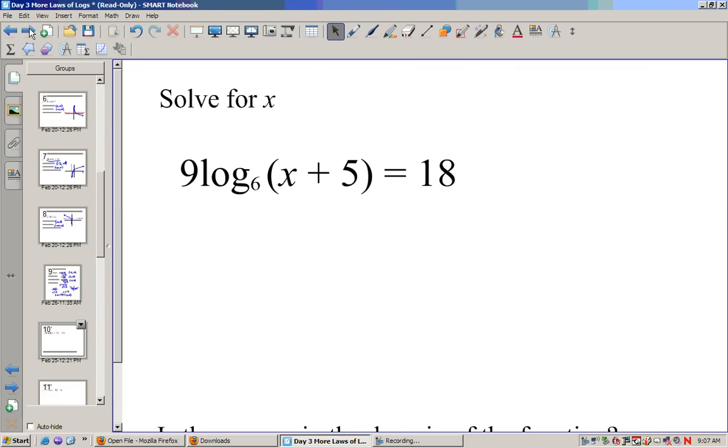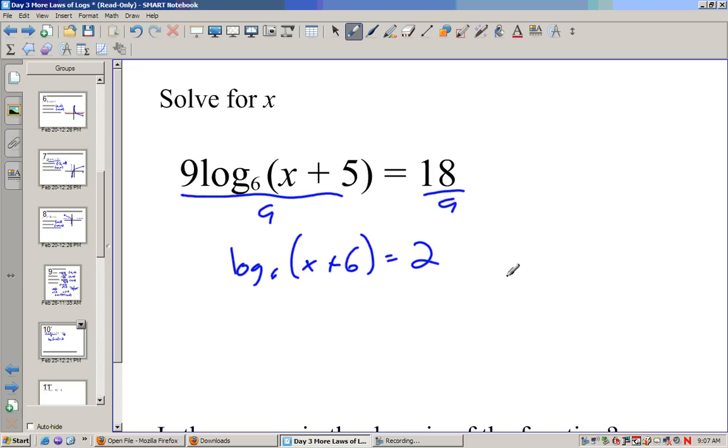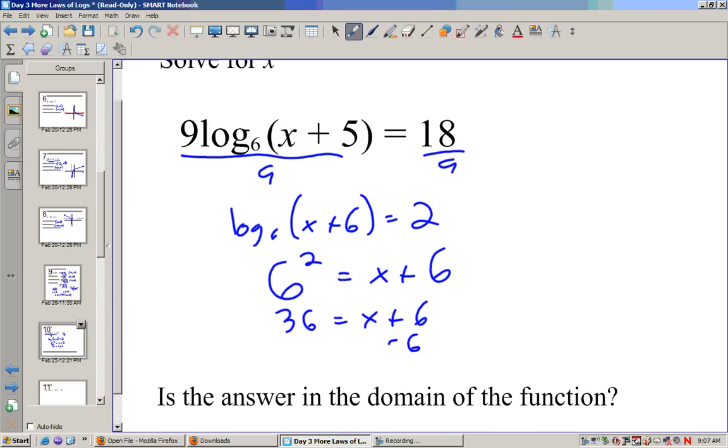Alright, now we're going to do some solving for x. So x is right here, so first thing we can do is divide by 9 on both sides. So I have log base 6 of x plus 5. 18 divided by 9 is 2. Now in this situation, what I think is the best is to put this in exponential form. So my base is 6, my exponent is 2, and that's going to equal x plus 6. Now hopefully from here, it just looks easy for you, because now we just have to subtract 6 on both sides, and 30 is equal to x.